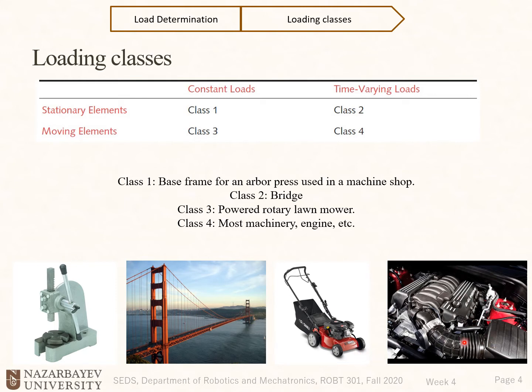And finally, we have the engine of a car or most machineries or engines. It's type four. We have moving elements and we have time varying loads. Okay, so pistons are moving, we have ignition, we have loads from the wheels and from the ground, and we have basically a time varying load, yes, a variety of loads, impacts, vibrations, sinusoidal, and so on and so forth.